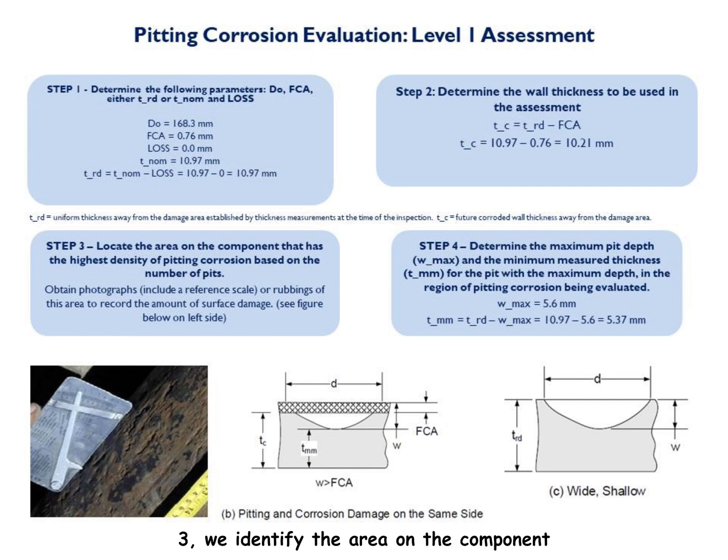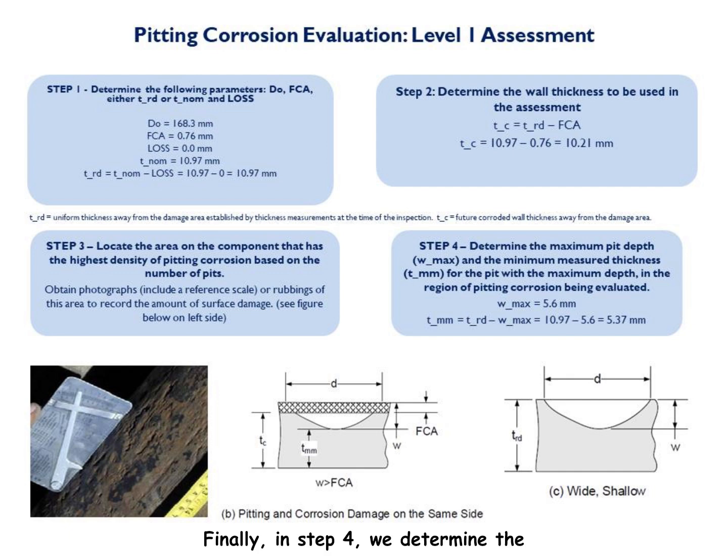In Step 3, we identify the area on the component with the highest density of pitting corrosion. This is based on the number of pits observed. We take photographs or rubbings of this area, including a reference scale, to accurately record the extent of surface damage. This visual documentation helps us analyze the severity more precisely.